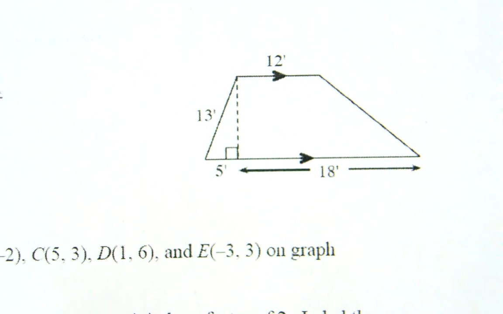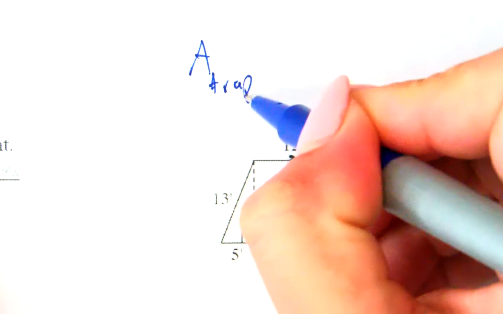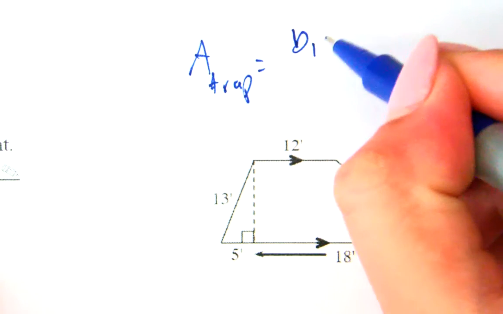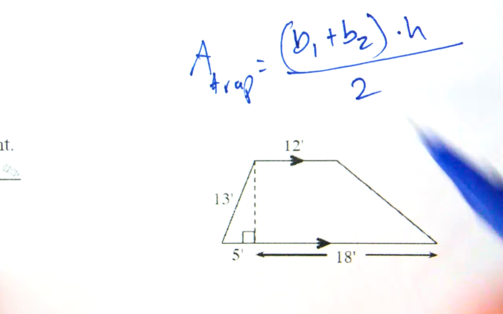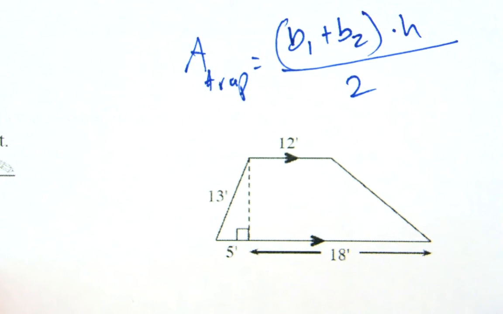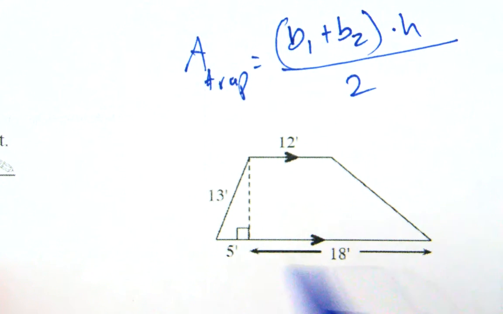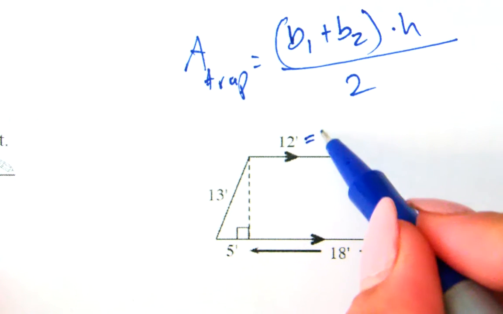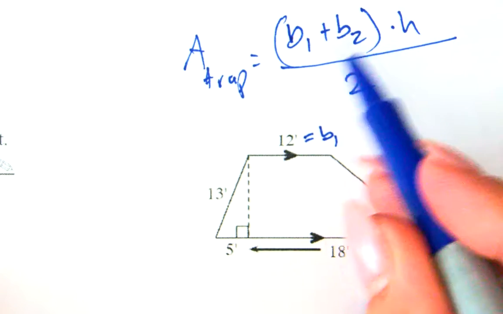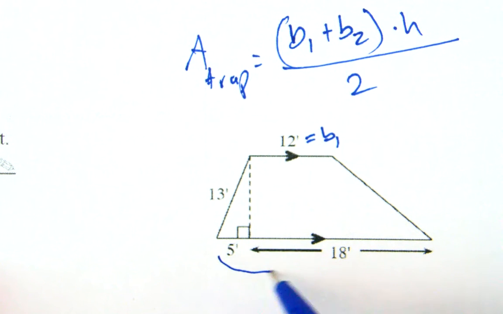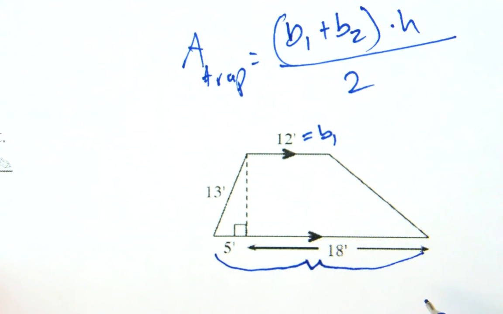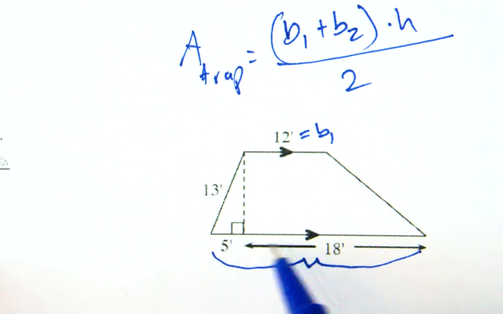The formula for the area of a trapezoid would be: area is equal to base 1 plus base 2, multiplied by the height, and all of it divided by 2. So let's see. I guess we can say this is base 1. That would be 12, so just substitute it in. Base 2 would be this whole thing down here at the bottom, not 18, right? Because 18 is just from here to the edge right there.